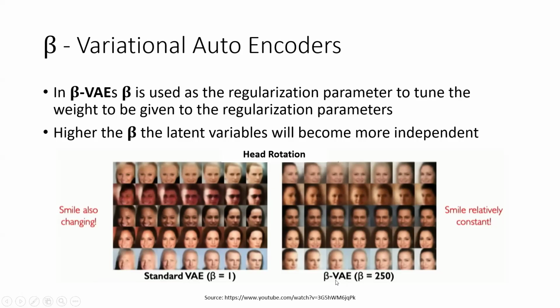So by tuning the beta value, you can get either the independence for these latent variables, or increase the quality of the images generated by increasing the weight of the reconstruction loss in the loss function, right? So this is also a value that you can change in a beta variational autoencoder.